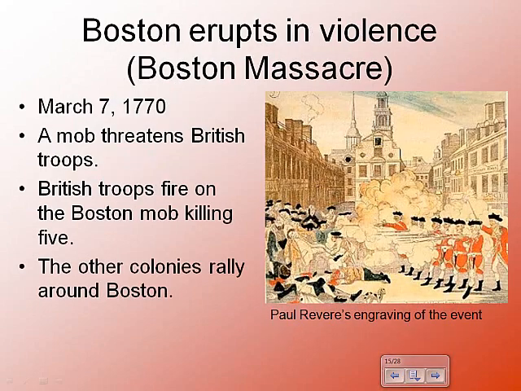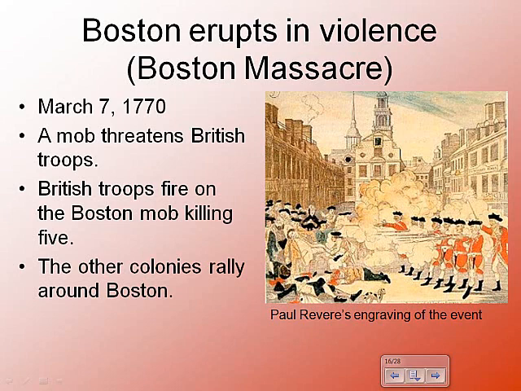So here you have a major event, the Boston Massacre, that takes place on March 7th, 1770. The information is actually a little bit distorted. So the facts themselves, sometimes you'll see that maybe like 3 people die, 5 people die, 7 people die. What ends up happening is a mob threatens British troops. British troops fire on the Boston mob, killing 5 people, and the other colonies rally around Boston. We'll look at this more in depth later on next week.